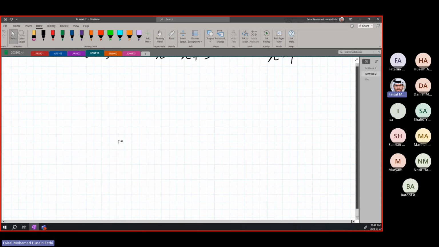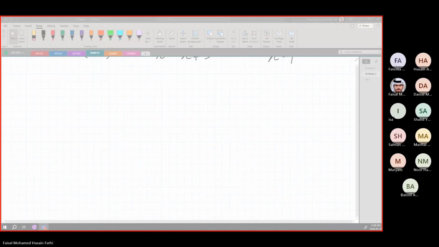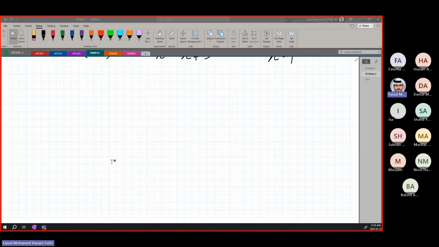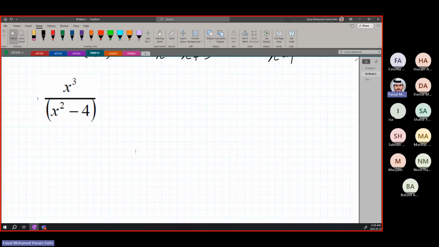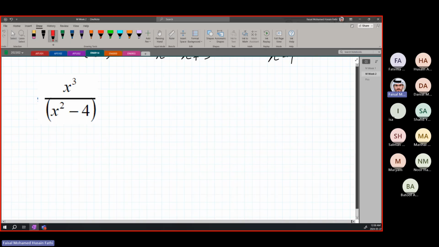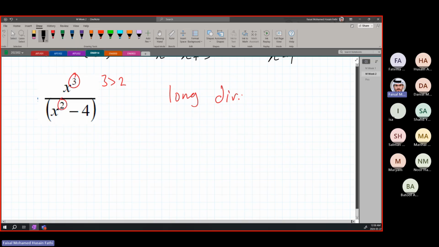And then let's do the last question I want to solve, which is this one: x cubed over x squared minus 4. Now, if you notice, the numerator's power, 3, is greater than 2. So we cannot do partial fractions. The first step should be long division.